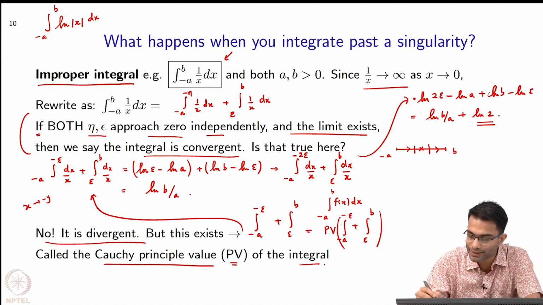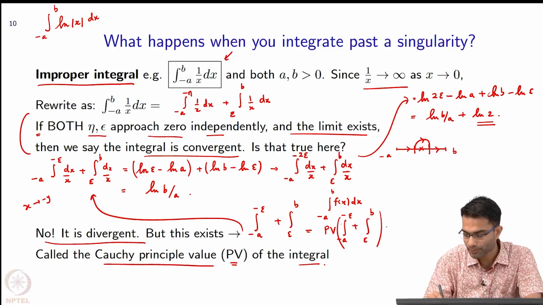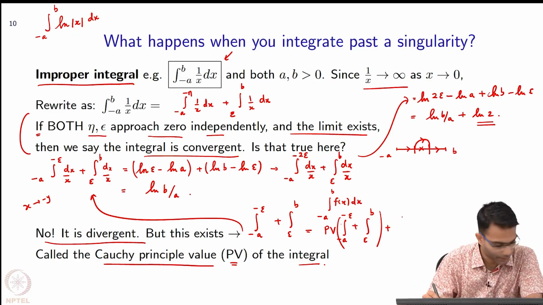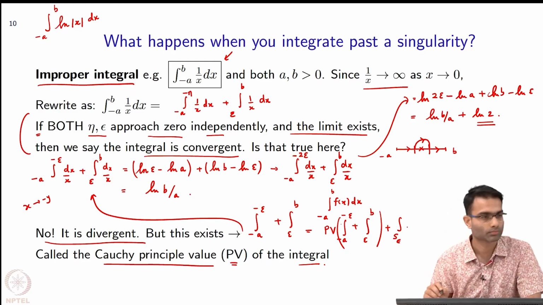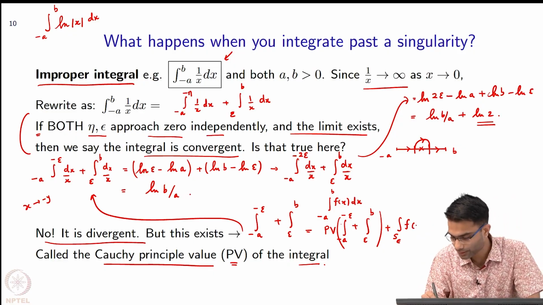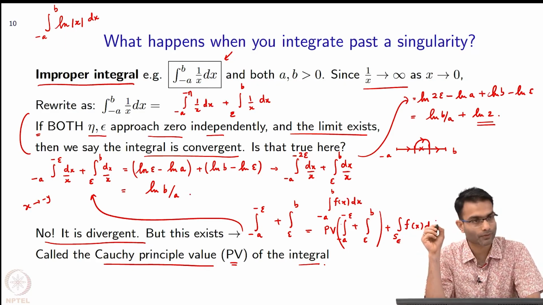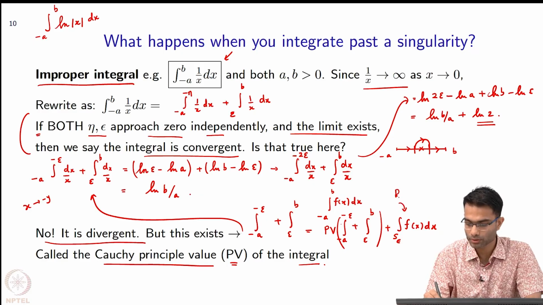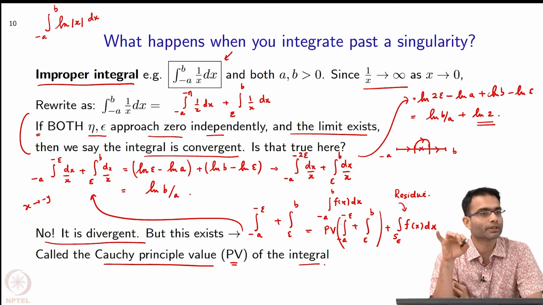The way around it is I have to somehow avoid the singularity by jumping around it. That becomes an integral over some contour that does not go into the singularity. That is how I write this. This is also called the residue. That is the total integral.